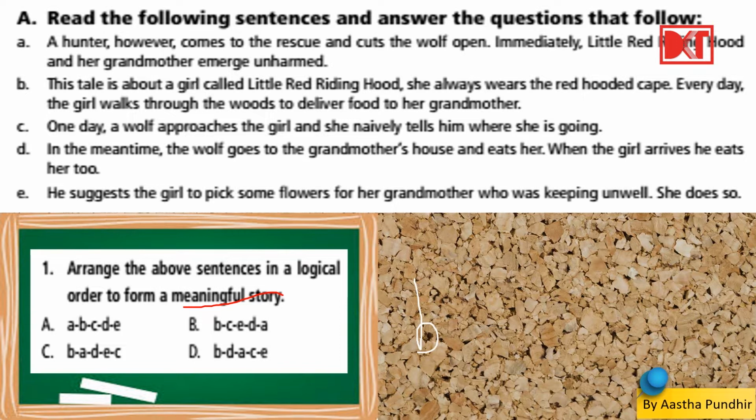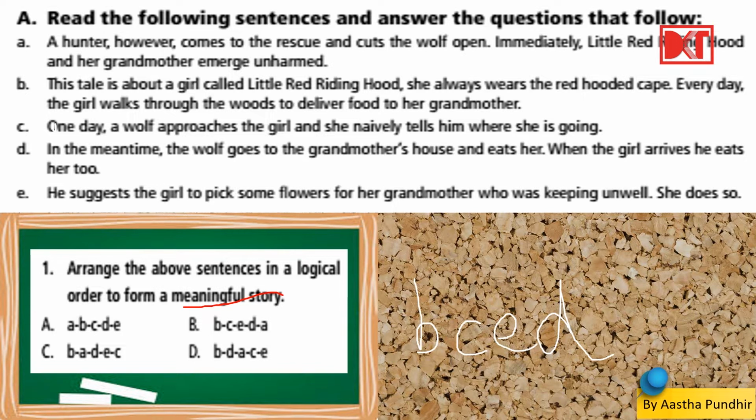Then when is the incident explained? The incident starts over here in C: one day a wolf approaches the girl and she naively tells him where she is going. Then what happens? Here, E: he suggests the girl pick some flowers for her grandmother who was keeping unwell. She does so. Then happens D: in the meantime, the wolf goes to the grandmother's house and eats her. When the girl arrives, he eats her too.